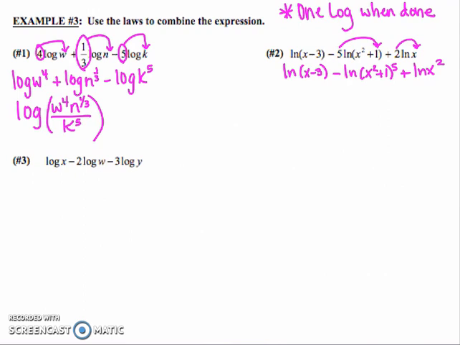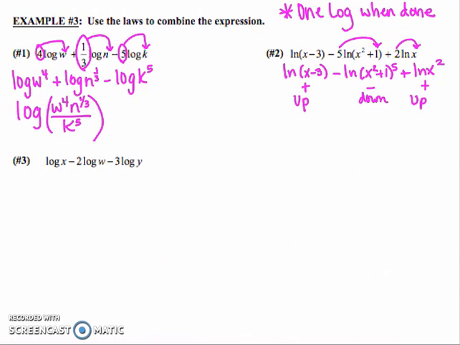And now I have to take a look at what is positive and what is negative. Anything that is positive, these two terms, are going to be upstairs in my quotient, and anything that is negative is going to be downstairs in my quotient. So up and down and up.